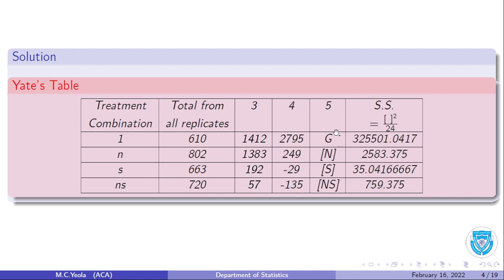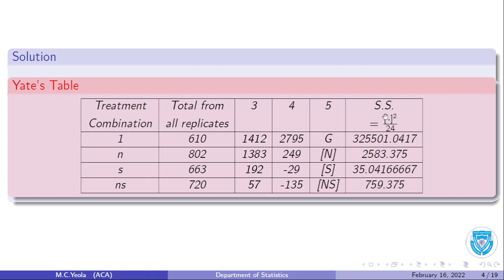So we have written here, this is grand total G here, this is related to N, we are having this value here, square bracketed N value here, and this is S here, the 29 here, and NS we are having this here. And how to get the sum of squares here?